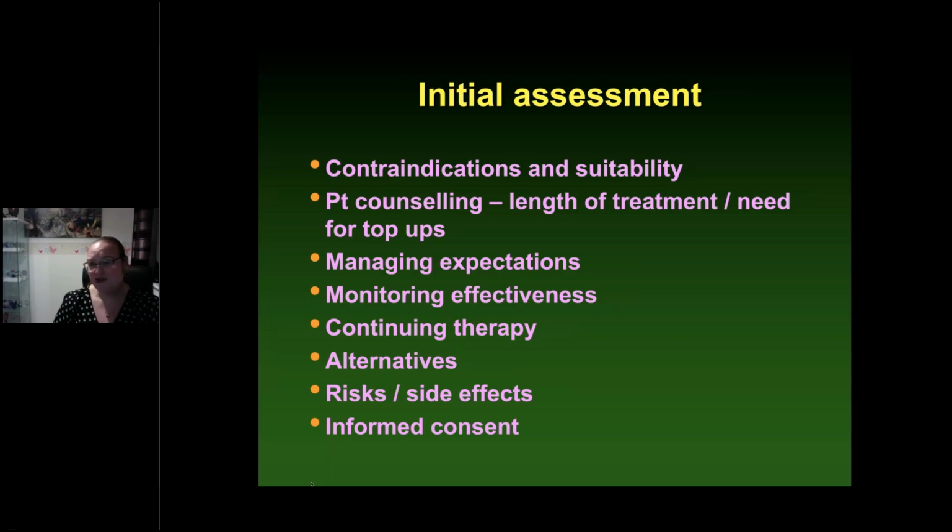We need to let the patients know how we're going to monitor the effectiveness of treatment, particularly for something where changes are happening slowly over a prolonged period of time. We need to monitor with objective and subjective assessments throughout treatment. And so I'll tell you what we do in a little while.